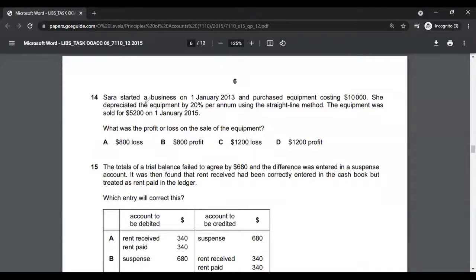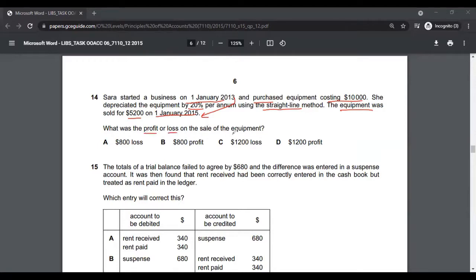Multiple choice 14. Sarah started a business on 1st January 2013 and purchased an equipment costing $10,000. She depreciated the equipment by 20% per annum using the straight line method. The equipment was sold for $5,200 on 1st January 2015. So after 2 years, this was sold. What was the profit or loss on the sale of equipment?